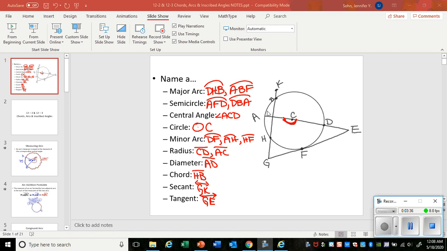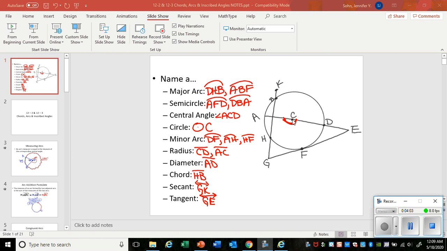And then A, B, and F, so they go like that. A and F are the endpoints. B is any point, it doesn't have to be in the middle of them. So a major arc has three points connected and has to be bigger than a semicircle, which is half of a circle. Minor arc is less than a semicircle and it has two endpoints.